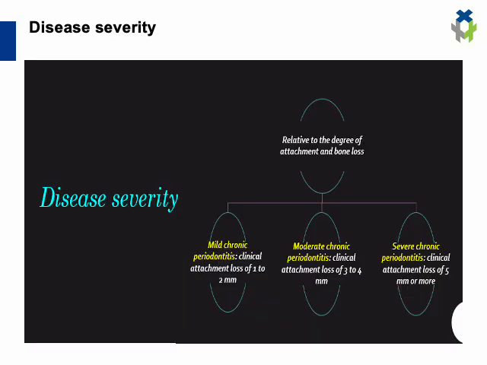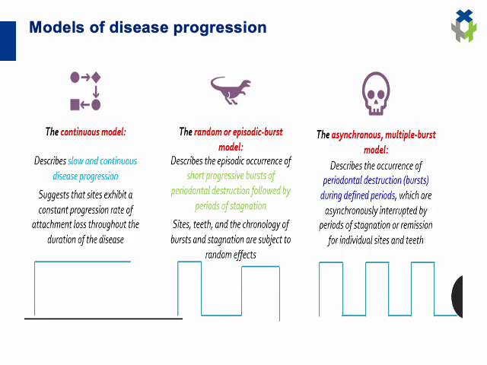Based on the disease severity relative to the degree of attachment and bone loss, it can be subclassified into mild chronic periodontitis, where the attachment loss is 1 to 2 mm, moderate chronic periodontitis, where the clinical attachment loss is 3 to 4 mm, and third, severe chronic periodontitis, where the clinical attachment loss is 5 mm or more.